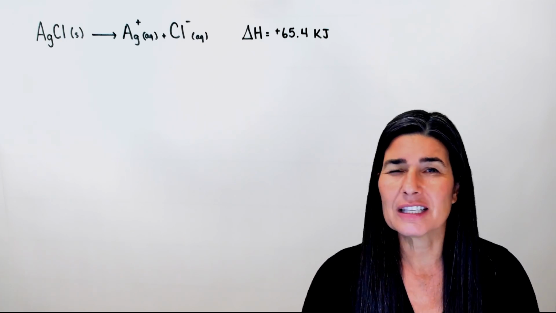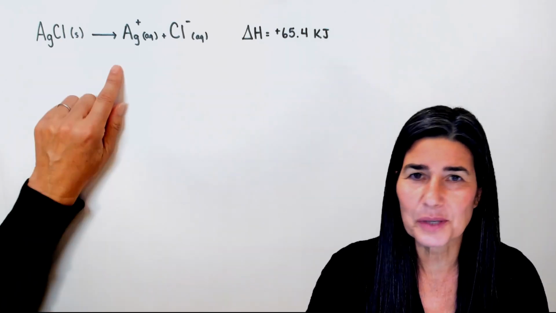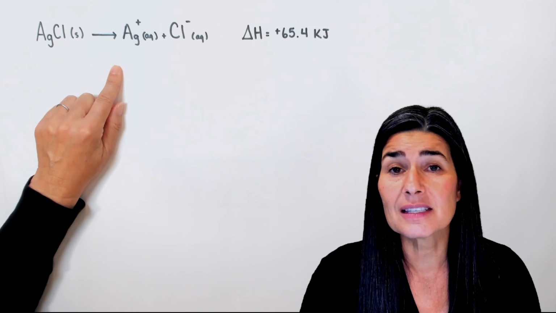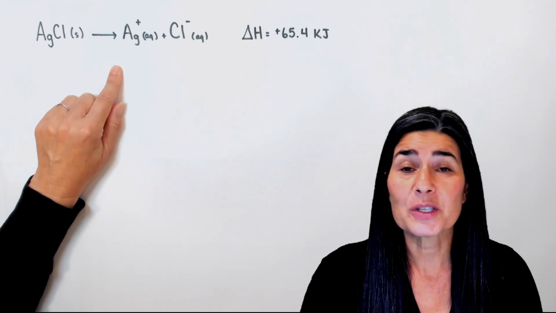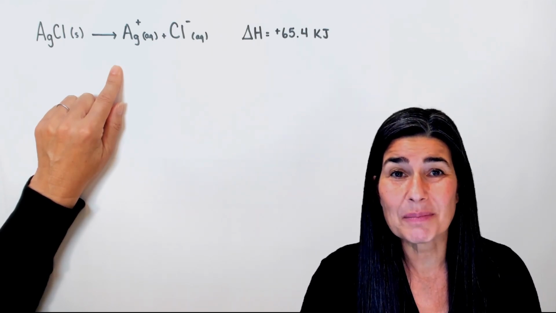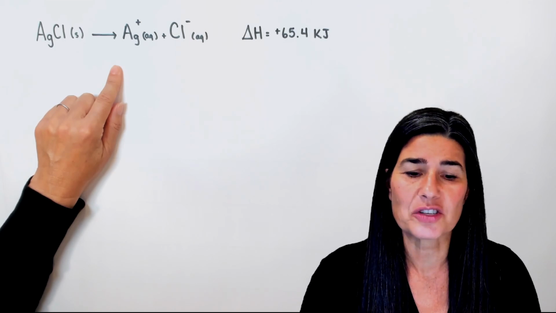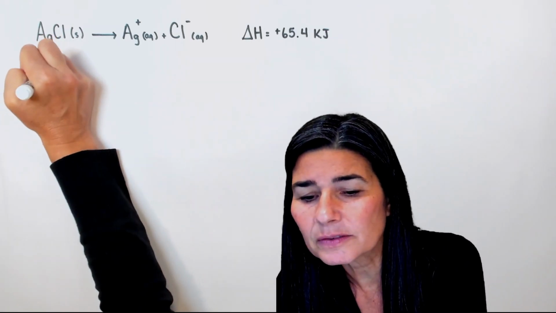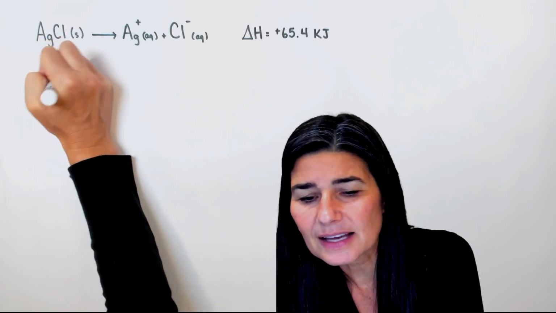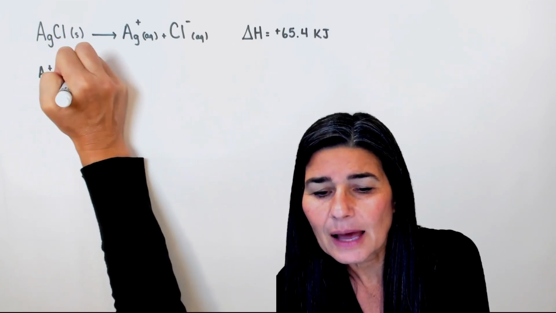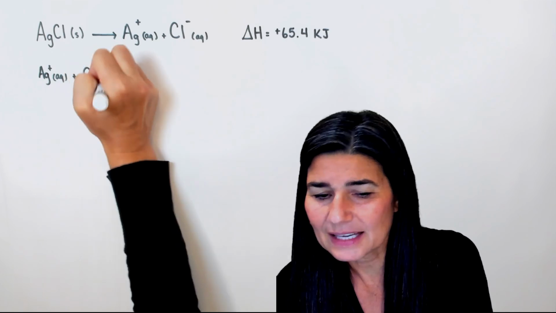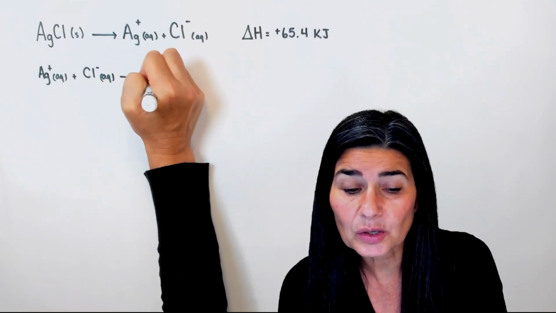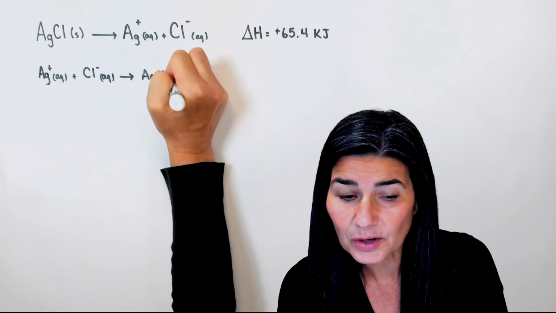The first thing you need to notice is this is not the reaction for silver chloride precipitating out of solution. This is silver chloride dissolving. The precipitation reaction would actually be the reverse of this reaction. I'm going to go ahead and write that right now. We're going to have Ag+ in solution coming together with Cl- in solution, and that is going to produce solid silver chloride.